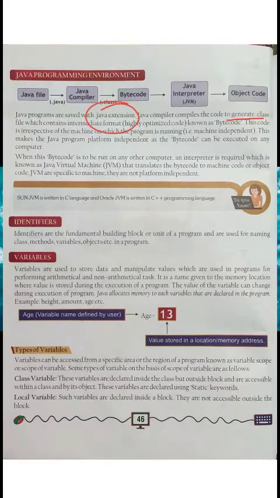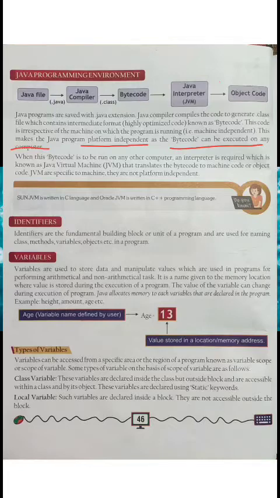which contains an intermediate format, that is highly optimized code, known as bytecode. This code is irrespective of machine. It means it is independent of machine, that is, we can run it on any machine. That's why the Java programming language is called platform independent, as the bytecode can be executed on any computer. We can execute our bytecode on any computer.